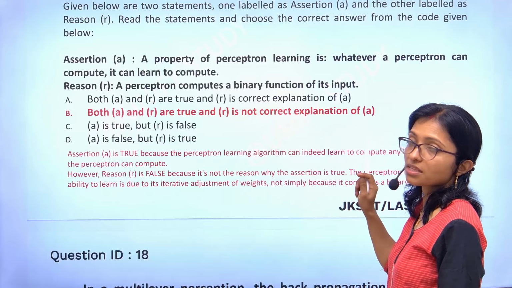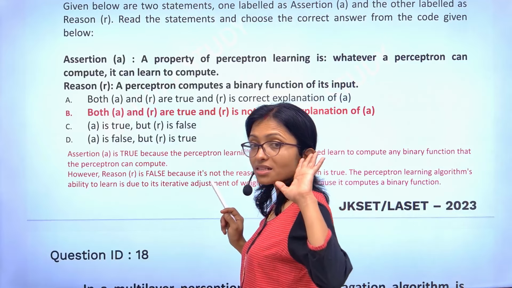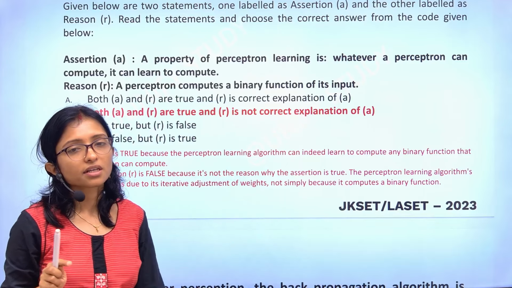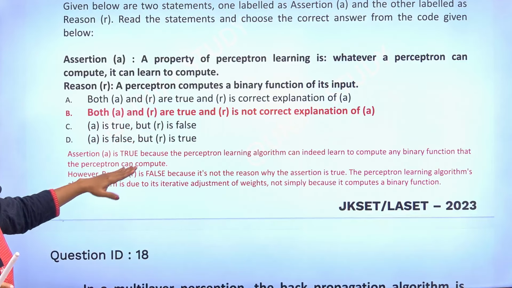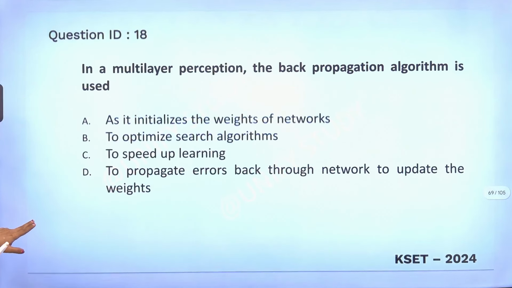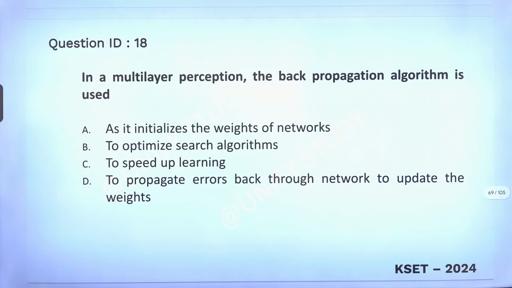At the time of an assertion-reason question, you must ask yourself: is the reason satisfying the assertion? Am I getting any answer or not? Now, multi-layer perceptron.